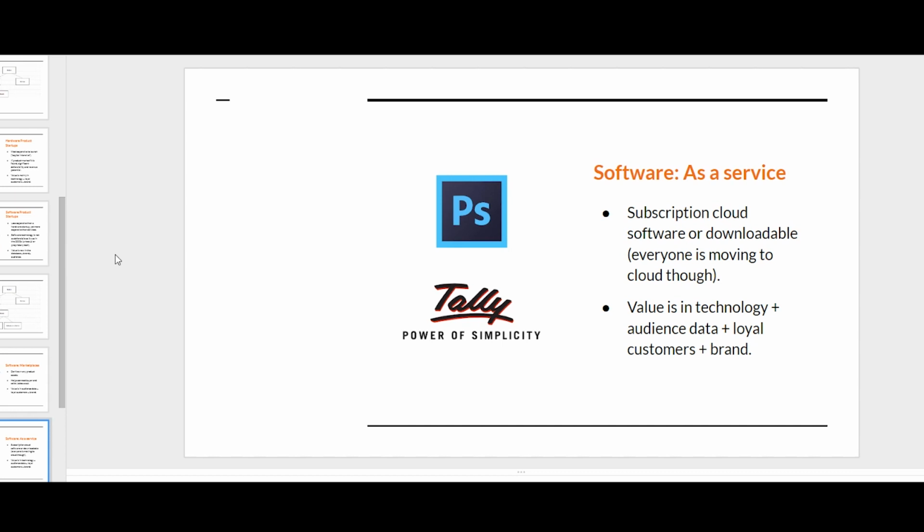Defensibility in software as a service startups is starting to lose ground, which means that they were pretty defensible a few years ago, but as it becomes cheaper and easier to build software, these guys are starting to lose their defensibility.